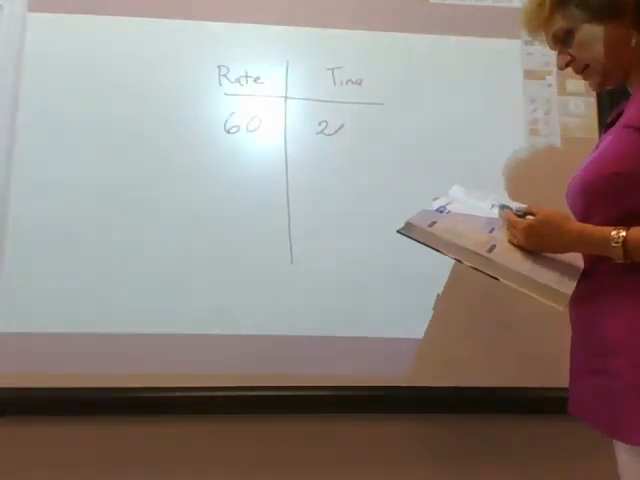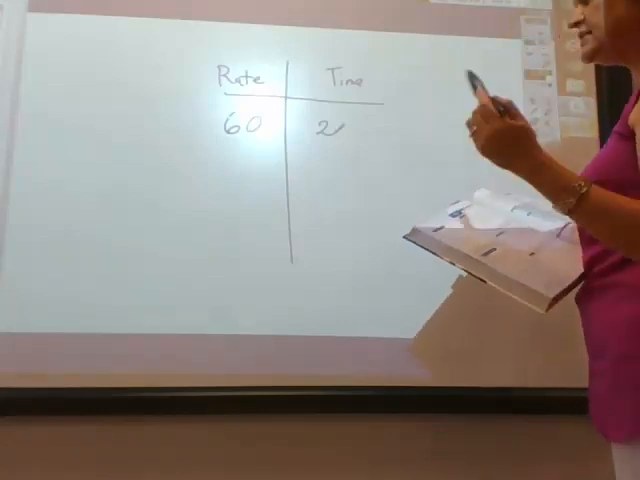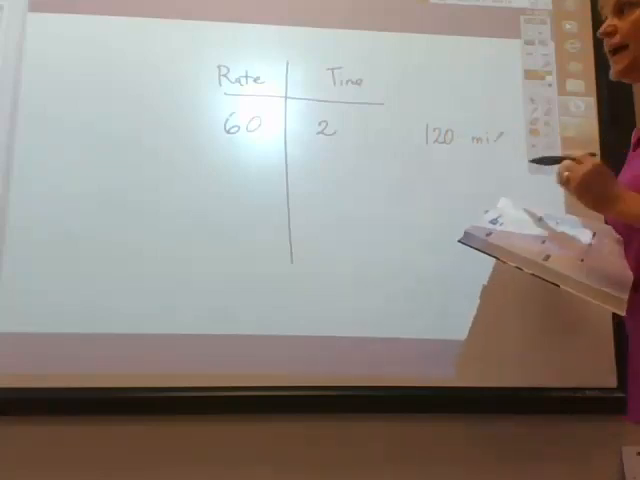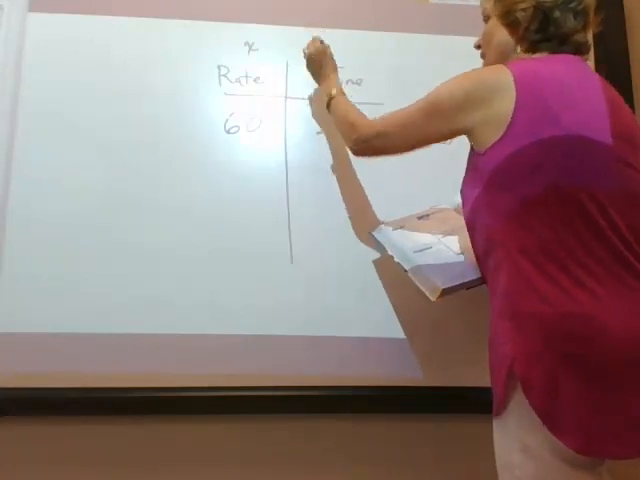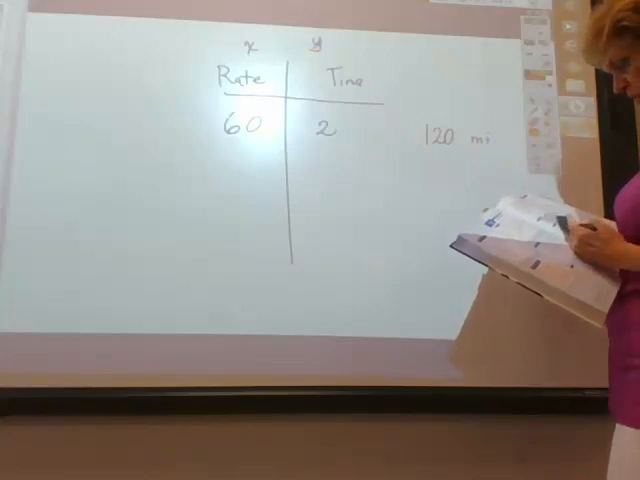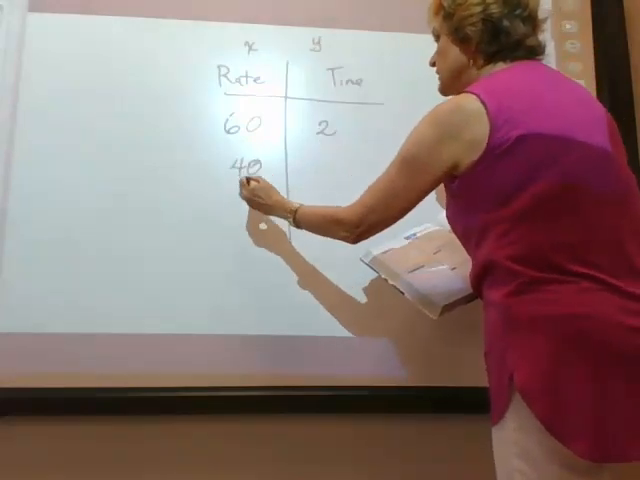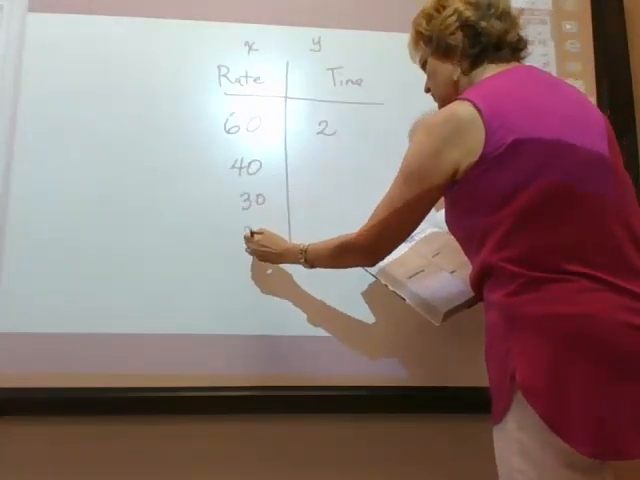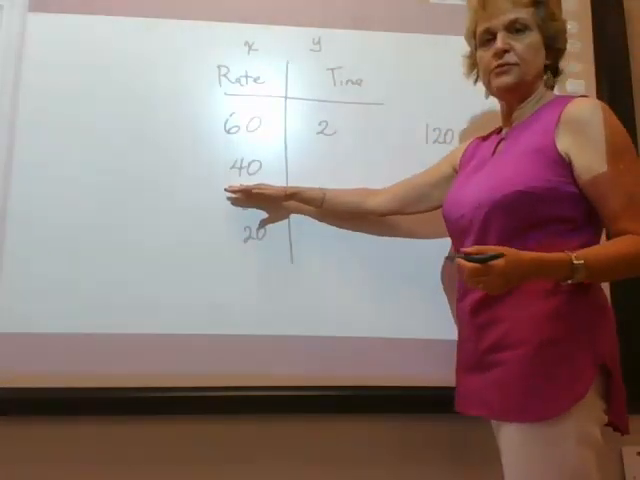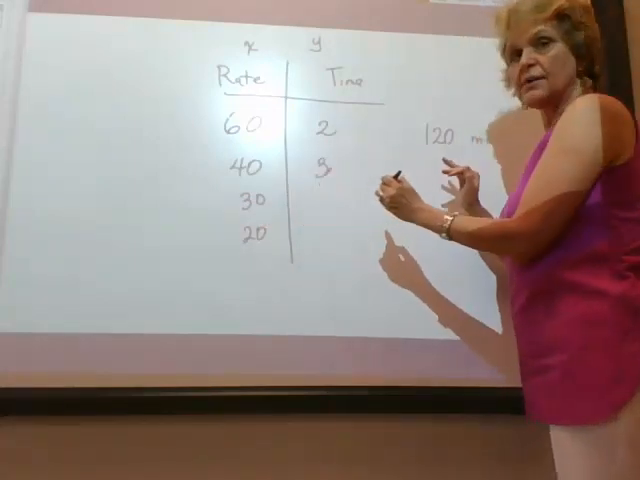So what is the quantity that remains constant in this problem? The thing that's remaining constant is the distance, right? 120 miles. And our x times y has to be this constant. So it says then, fill in the chart with other possible rate and time combinations. So if he's going slower at 40, and it's got to equal 120, how long would this have taken? 3 hours, right?